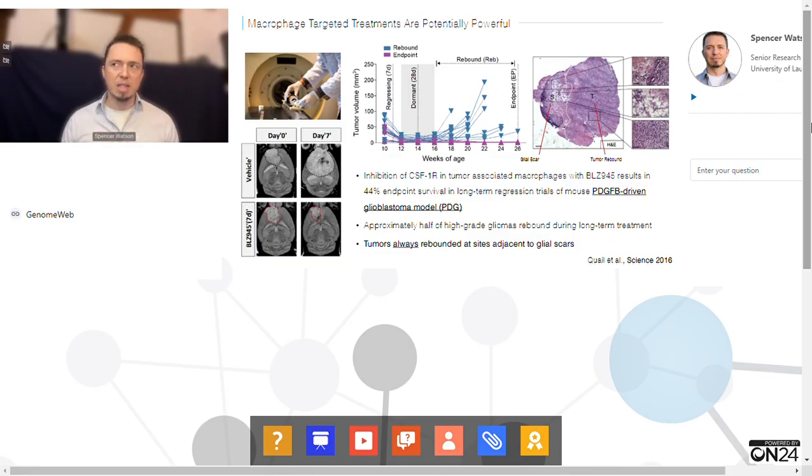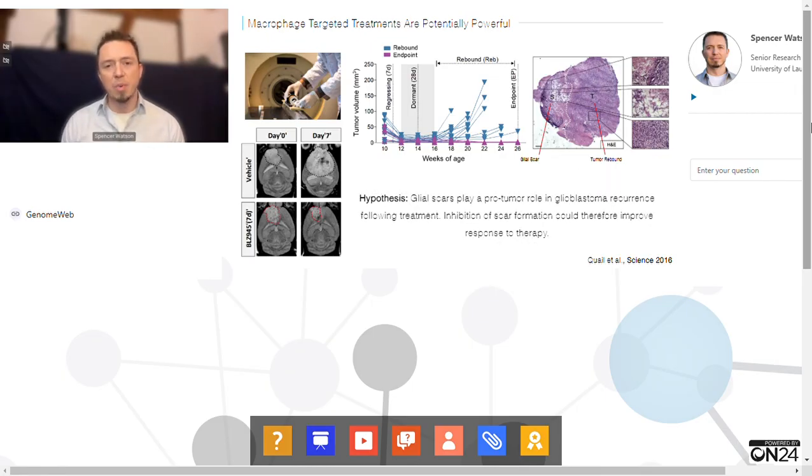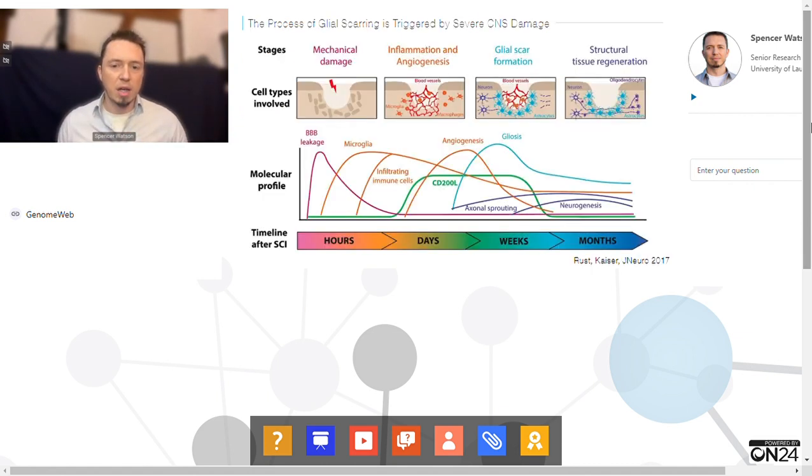This led us to the hypothesis that these glial scars weren't just some byproduct of the treatment, but were actually playing a pro-tumoral role in promoting recurrence. It then follows that if we could inhibit the formation of these scars, we could potentially improve the response to the immunotherapy. So just a tiny bit of background on glial scarring.